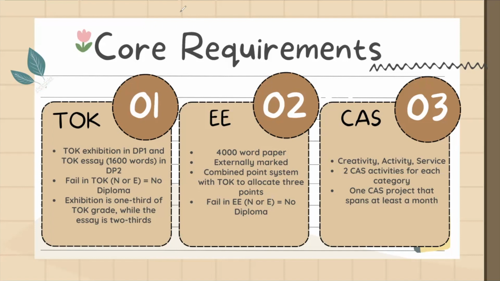So going specifically for TOK, there's 2 things you'll be doing. One is a TOK exhibition that you'll be doing in your first year of DP, in DP1. And in your second year, in DP2, you'll be writing a TOK essay of 1,600 words. For the exhibition, you'll be choosing a prompt out of 30 already determined prompts. These prompts stay the same every year. So you have to choose one prompt, and then you choose 3 objects, and you have to discuss the objects in terms of the prompt for 950 words.